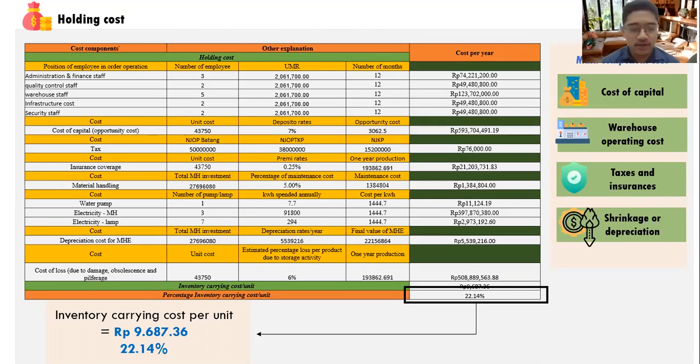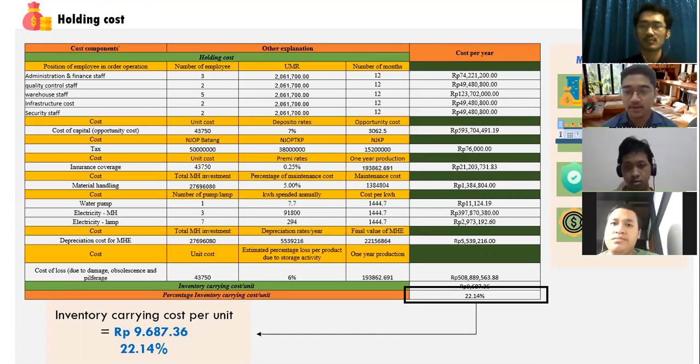Moving on to the holding costs. In order to calculate the inventory carrying costs, or holding costs, we include four main components of cost. The first and most significant one is the cost of capital. If we were to invest the money instead of holding it as inventory, it would be converted at a deposit rate of 7%.